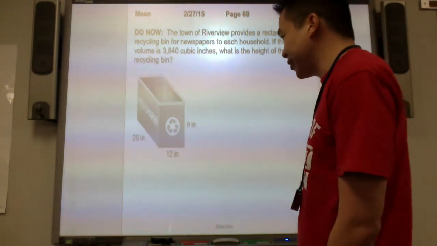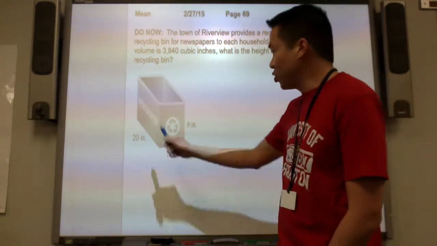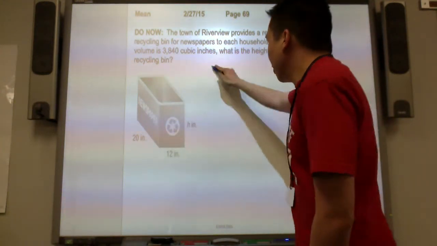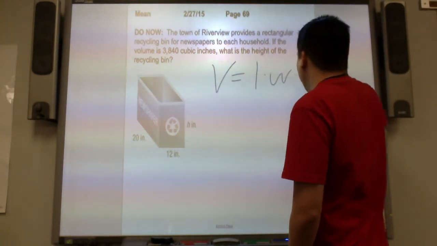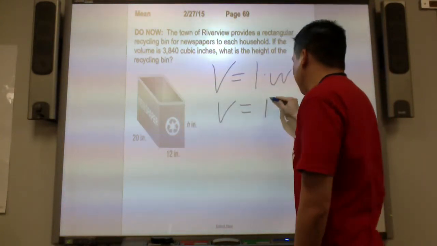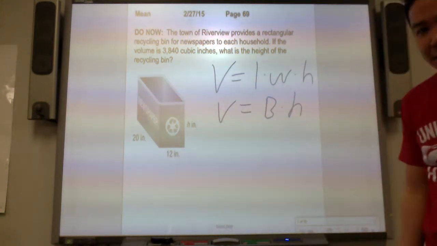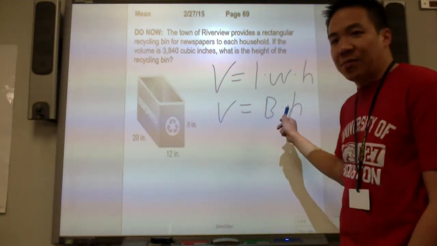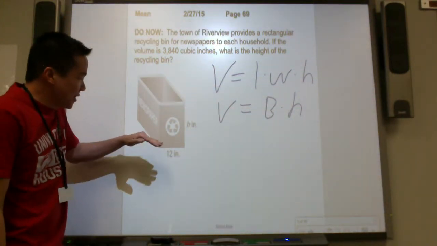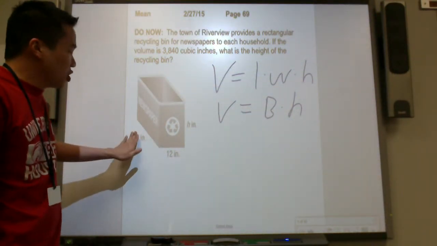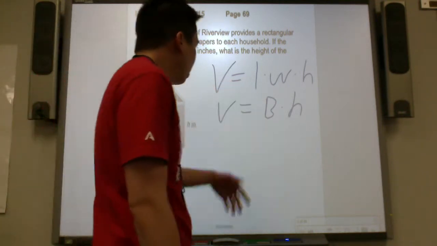Hey, they left out the height. Well, we could keep guessing. 20 times 12 times something, is it? So again, the formula for volume is length times width times height. Another way to do it is base times the height. Capital B times height. Capital B represents the area of the base, the bottom of the container, which is a rectangle. So we can use either one.